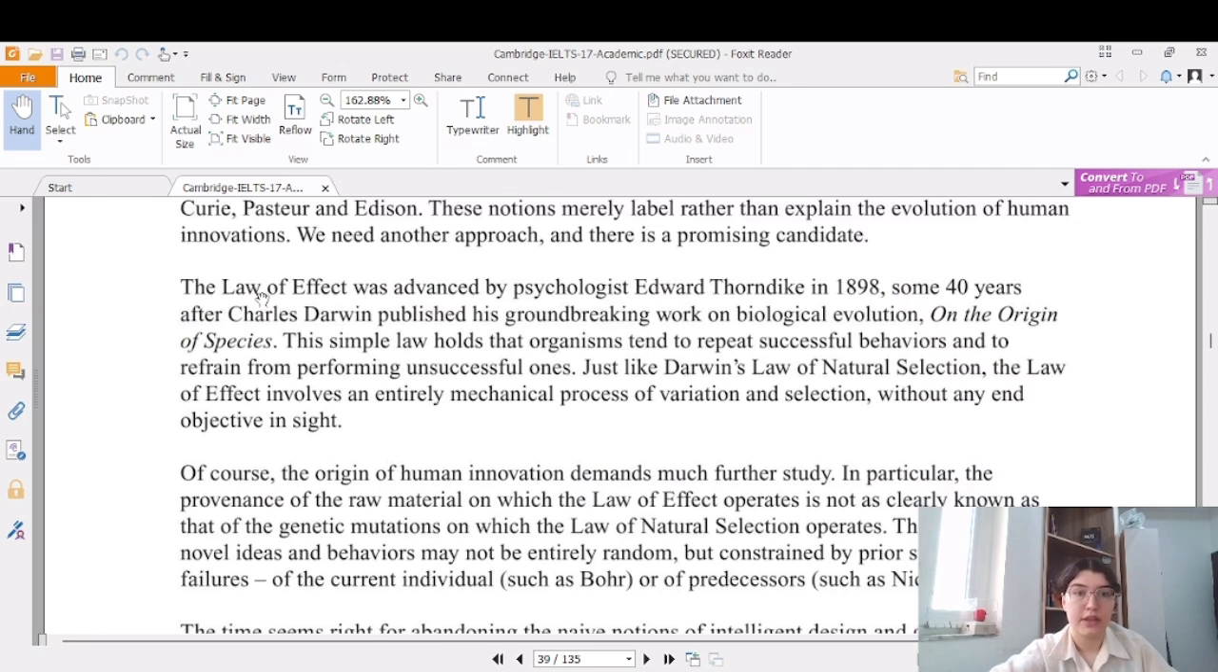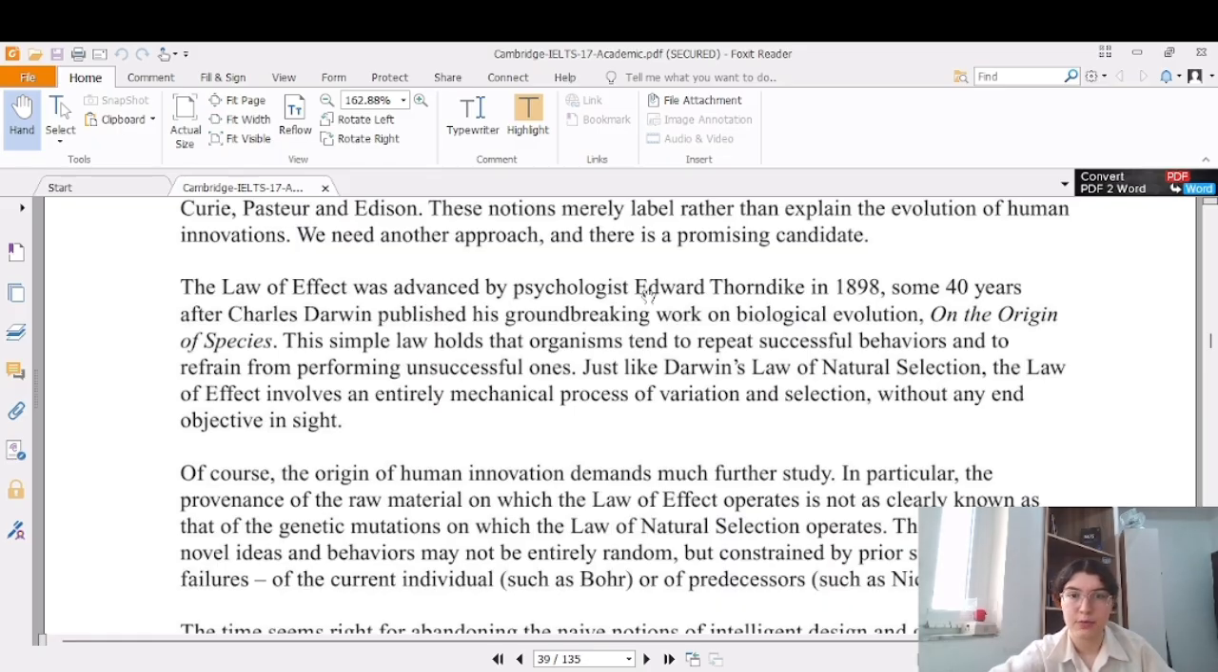Here, the law of effect was advanced by psychologist Edward Thorndike in 1898, some 40 years after Charles Darwin published his groundbreaking work on biological evolution, On the Origin of Species. The simple law holds that organisms tend to repeat successful behaviors and to refrain from performing unsuccessful ones. Just like Darwin's law of natural selection, the law of effect involves an entirely mechanical process of variation and selection without any end objective in sight. So I don't think it necessarily explains creativity. Let's take a look at this again.